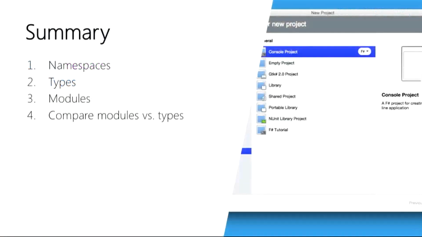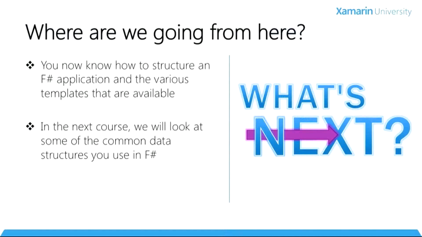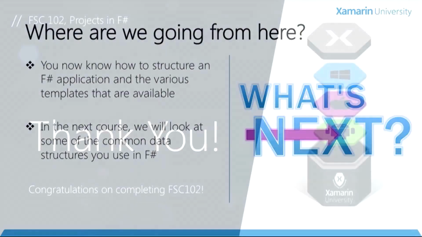So in today's last objective, we had a look at namespaces, we had a look at types, modules, and we compared the differences between modules and types. In today's video lesson, we learnt how to structure and manage your F# projects. We also looked at some of the templates that you can use, and also had a look at types and modules. In the next class, you'll be looking at how to create other data structures that'll let you take advantage of more of the F# functional capabilities.